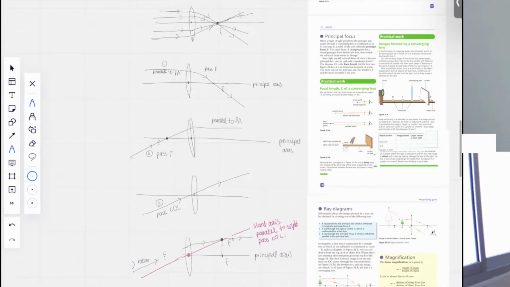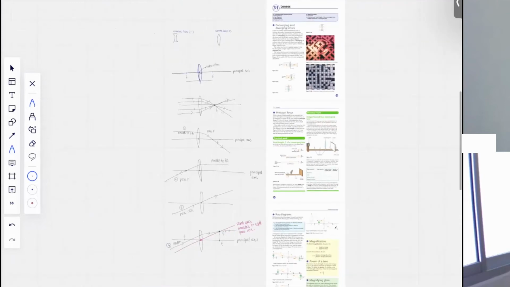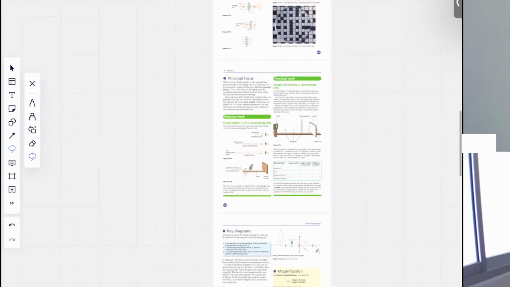So you have 4 light rays that pass through the convex lens.